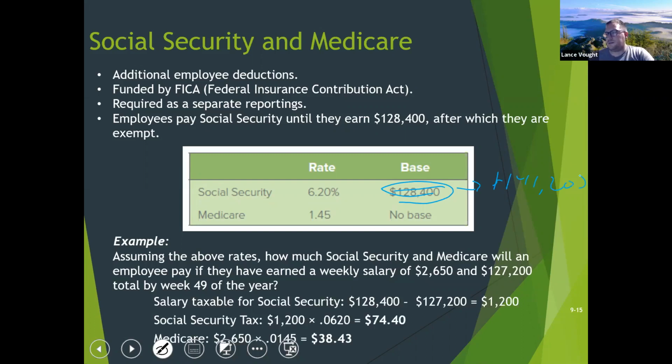So we know that, well, this is just the calculation that we did before with Social Security. Because the cap for them was 128,400 in this example, and they had already made 127,200, then that means that they are only liable for $1,200 of the Social Security tax. Since Social Security tax is paid out at 6.2%, we multiply that times 1,200, which is why they had to contribute 74.40. And then Medicare is always 1.45% of your gross, so that would be $38.43.